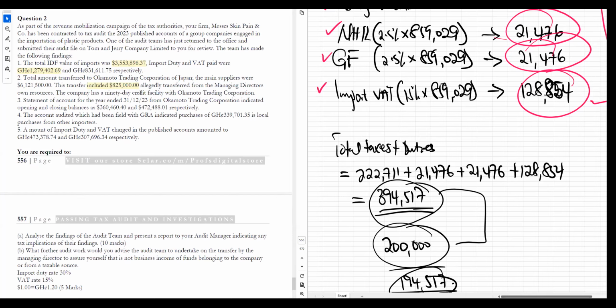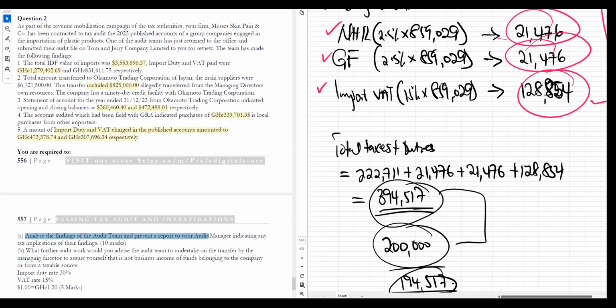The company has a 90-day credit facility with Okamoto. Statement of account for the year indicated opening and closing balances of this for the suppliers. Can you see that? And the account audited, which had been filed with GRA, indicates purchases of 339,701. Do you get it? It's local purchases from other importers. I get the amount of import duty and VAT charged in the published account also amount to this respectively. Do you get it? So this guy has had that declaration everywhere.